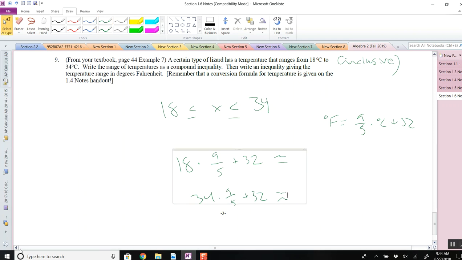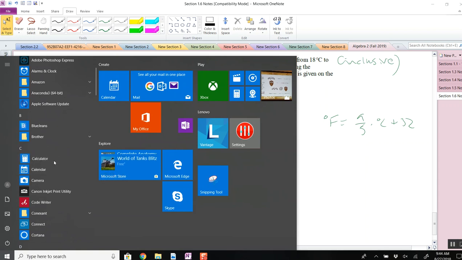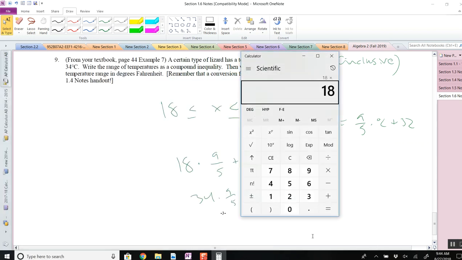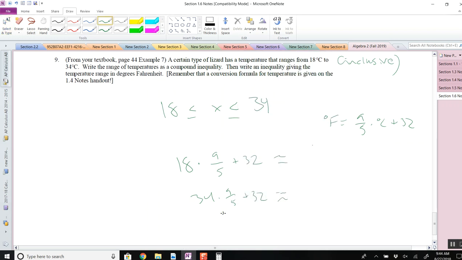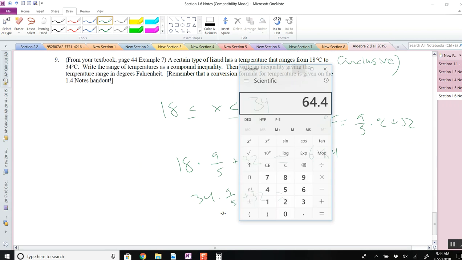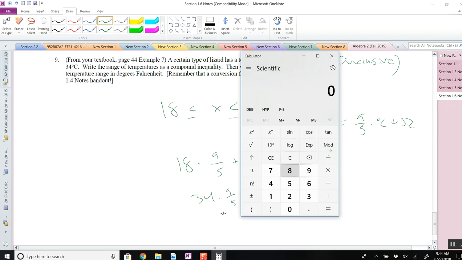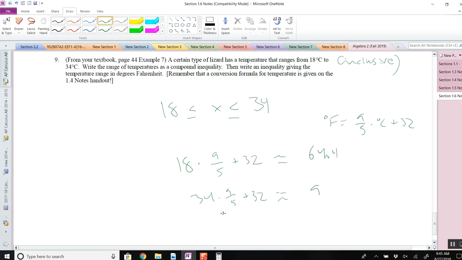But whatever you get for those, and actually I'll just use a little calculator here, just get this out of the way. 18 times 1.8 plus 32, get 64.4. Clear. 34 times 1.8 plus 32, that's warmer, 93.2. So you can also write like this. The degrees Fahrenheit, we're up top Celsius, 64.4, let's move back, let's go to 93.2. So there we go, pretty easy stuff.